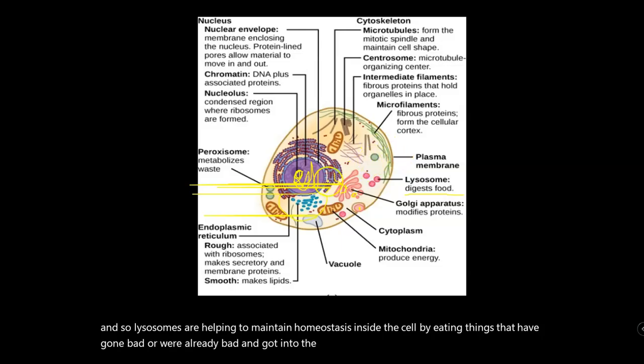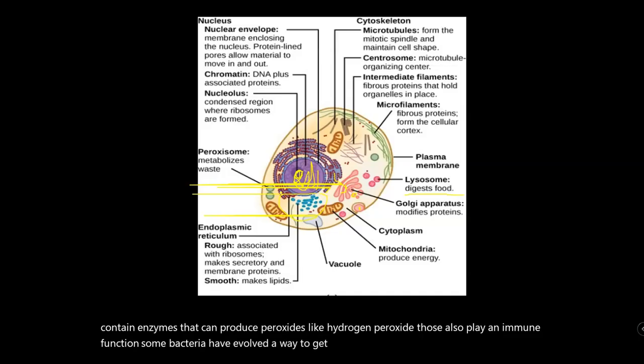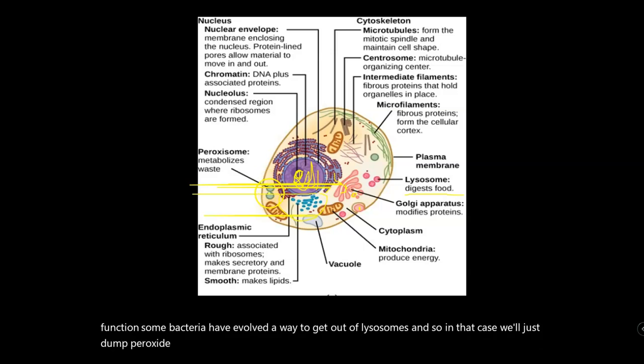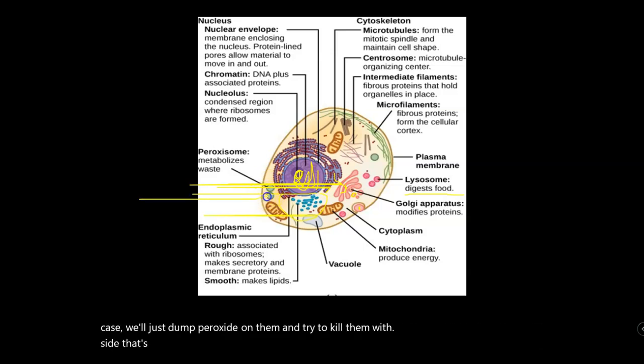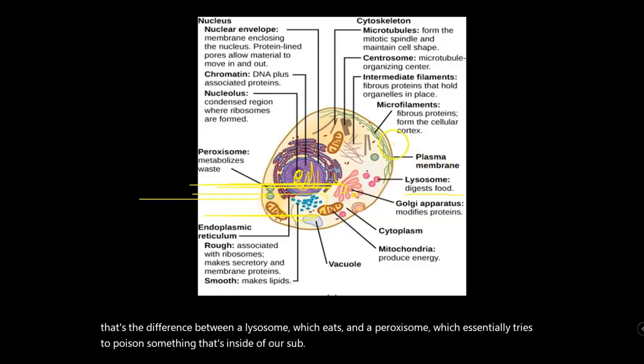We also have other special little bubbles that contain enzymes that can produce peroxides, like hydrogen peroxide. Those also play an immune function. Some bacteria have evolved a way to get out of lysosomes, and so in that case we'll just dump peroxide on them and try to kill them with peroxide. That's just another little tool that we have inside of our cells to try to destroy things. So that's the difference between a lysosome, which eats, and a peroxisome, which essentially tries to poison something that's inside of our cell.